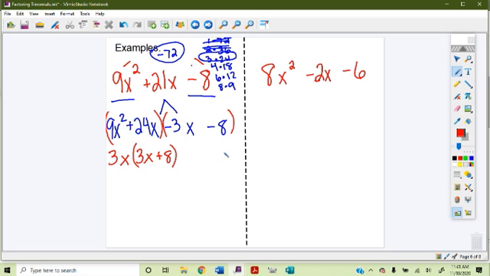Now for this set, 3 and 8 don't have anything in common. And this has an x and this one doesn't. However, if I just factor a 1 out, or just put a 1 out front, I'm going to be left with a negative 3x and a negative 8. And I need what's left to match what was left over here, a positive 3 and a positive 8.